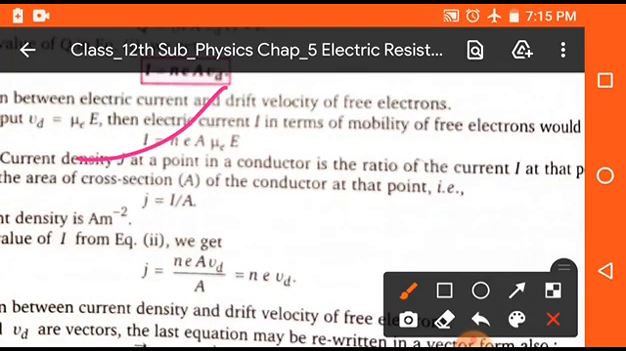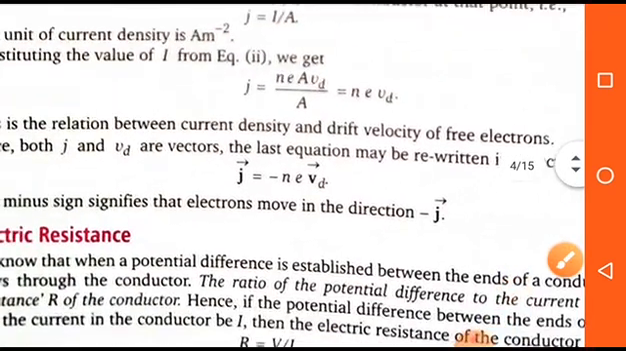And we know that Vd is equal to μE into capital E. So on putting this value, I = NeAμE into capital E. So this is also an important relation between current and mobility of free electrons. And we know that J is equal to I upon A, where J is the current density. So on putting this value, we get the relation J = NeVd. So it is also an important relation between current density and drift velocity.